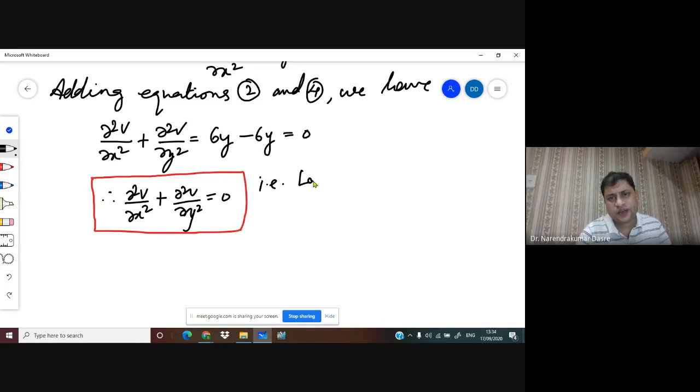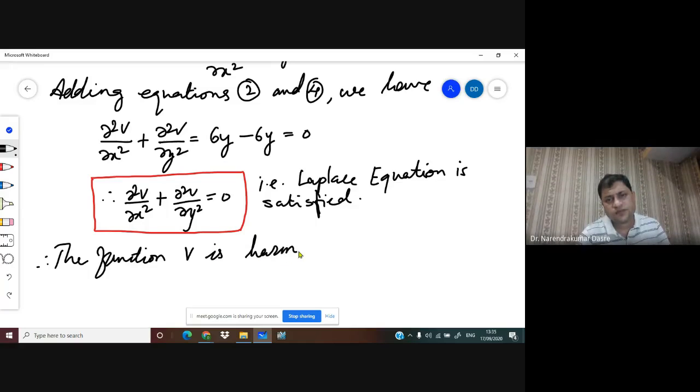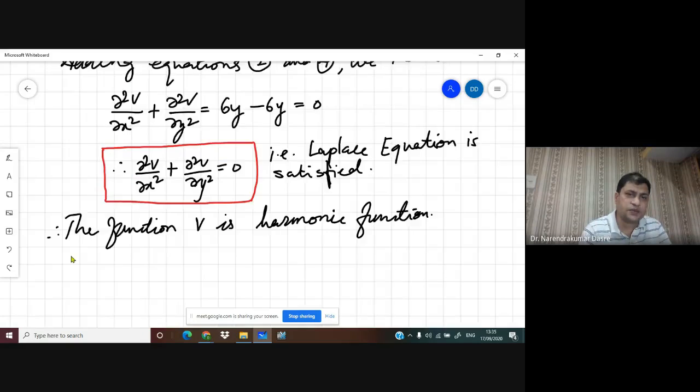So we can say that the Laplace equation is satisfied. So we got the Laplace equation satisfied. That means this function is harmonic. So we can say function v is harmonic. Yeah, this function v is going to be a harmonic function. So we got the first part of this example completed.